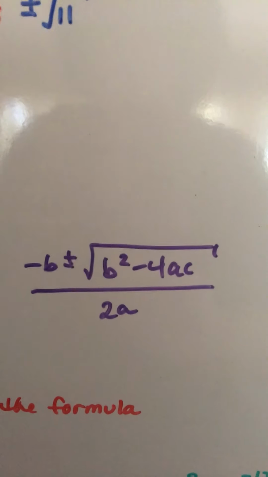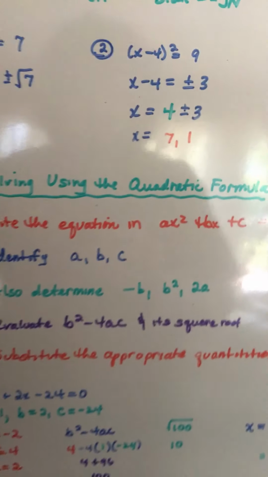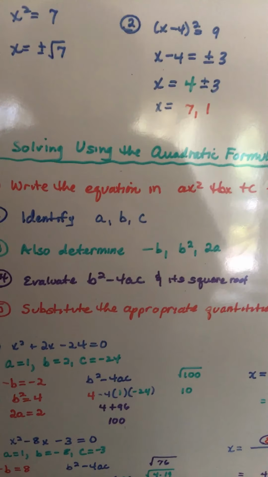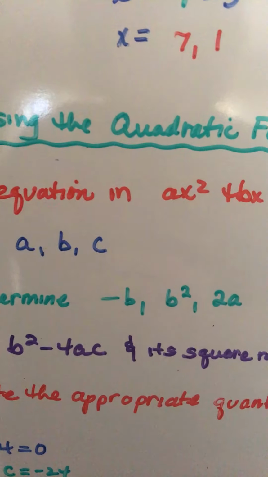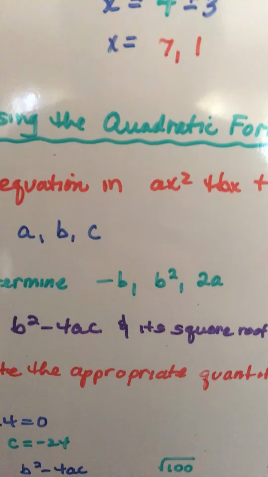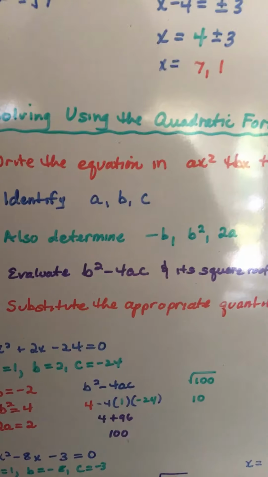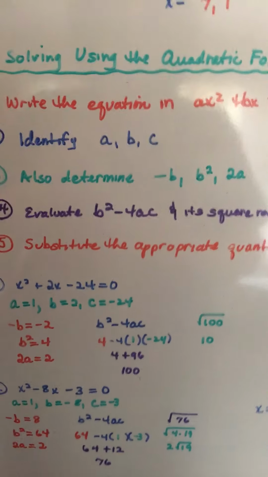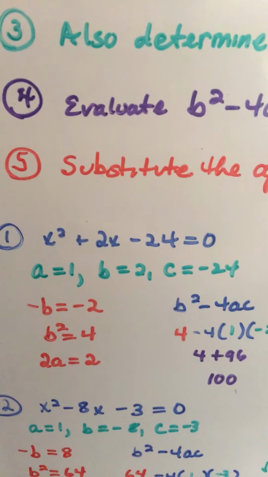Now, when we solve with the quadratic formula, over the years I used to teach people just to go ahead and plug into the formula, but this is where you make the majority of your mistakes. So after you've gotten everything into standard form and you identify A, B, and C, I tell my students to identify negative B, B squared, and 2A. Once you know this, I then want you to evaluate b squared minus 4ac and find its square root, and then we'll substitute. So here's my equation.